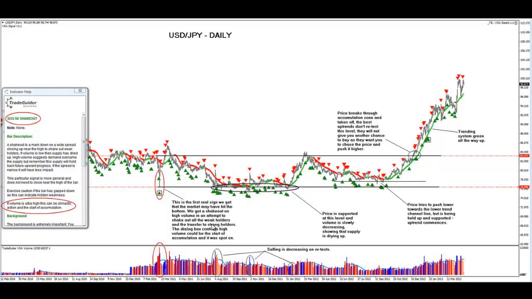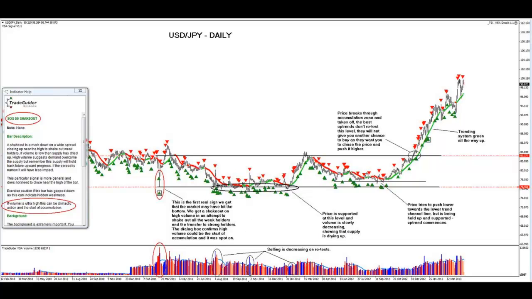We get the shakeout on high volume, and it's an attempt to shake out all those weak holders, and now the transfer to strong holders. And the volume is the largest we've seen in years. So we know that something has gone on at this area. Now, because this volume is very high, they're going to have to come down and test this volume and see if there's any more selling down at this area. And as you can see here, at the bottom of the shakeout, price is supported at this level, and the volume is slowly decreasing, so it's showing that the supply is drying up.